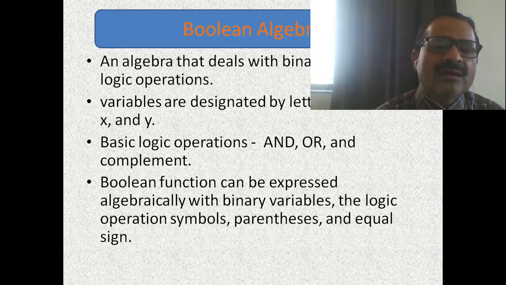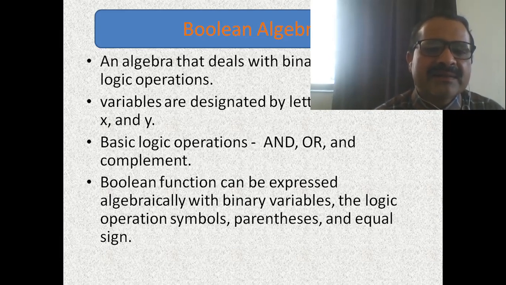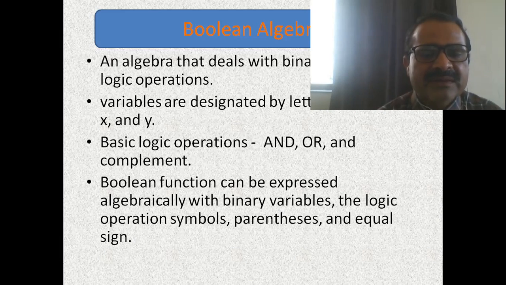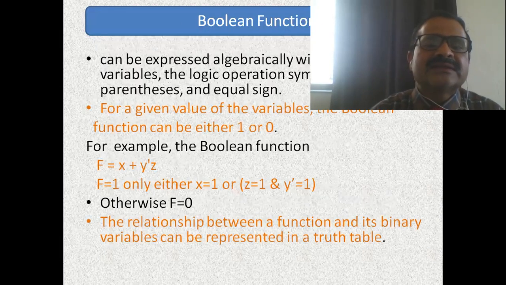Now let us see what you mean by various basic operations. There are three basic logic operations which we are going to study today, that is, OR gate, AND gate and inverter, or which we can say complement, or sometimes we can say it is a NOT gate. Dear students, you must know a Boolean function can be expressed algebraically with various binary variables and the logic operation symbols. These are enclosed with certain parentheses, and we use the equal sign to represent the expression.